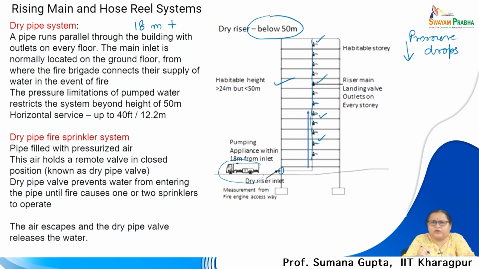Obviously, for a wet pipe system the requirements are different. If your building is within 50 meters, you can manage with a dry pipe system. However, for heights beyond 50 meters, you have to go for a wet pipe system. It is not told that below 50 meters you cannot put a wet pipe system. So, you can even put a wet pipe system.